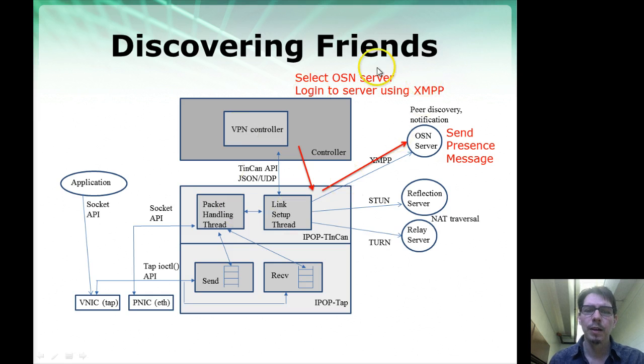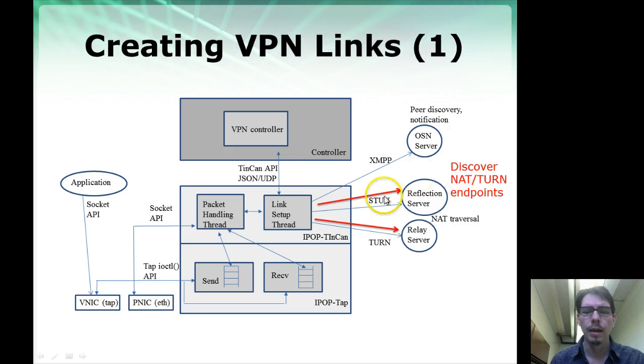IPOP in the configuration tells us which server to connect to and how to authenticate with that server with a username and password, and it uses that to send a presence message to other nodes in the network to say, hey, I just joined the network. IPOP also uses STUN and TURN services to discover endpoints for NAT traversal, and this is largely done by the libjingle library that IPOP reuses. We do have in the configuration file the ability to name all the STUN services you may want to use, or TURN services that you may want to use.